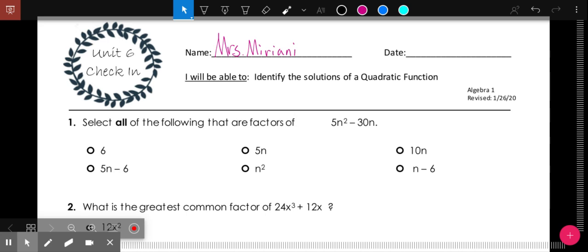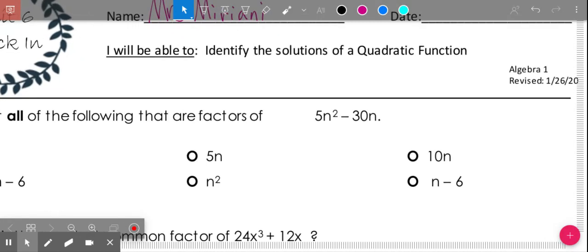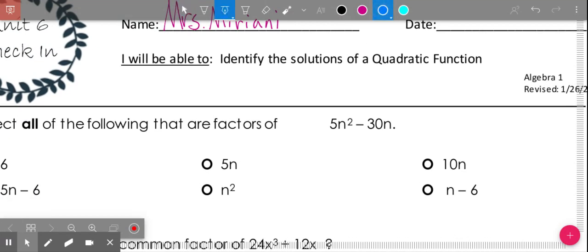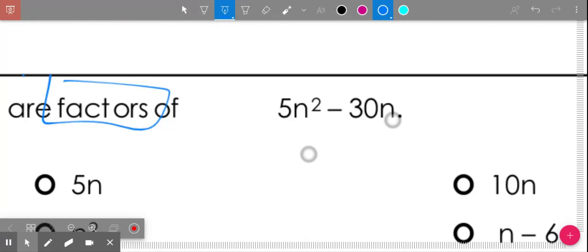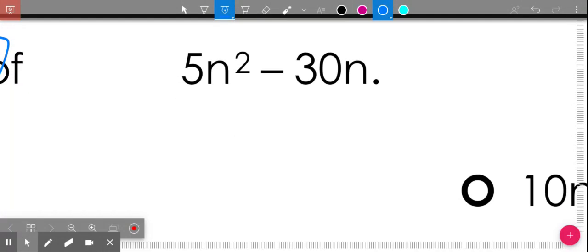All right, so we're going to be looking at another warm up, another check in to kind of get us ready for today's lesson. So, looking at number one, it says select all the following that are factors of 5n squared minus 30n. So, since I want to know what the factors are, guess what? That means we're going to factor this. So, first we start with our coefficients 5 and 30. The GCF of 5 and 30 is 5, so that's going to hang out up front.